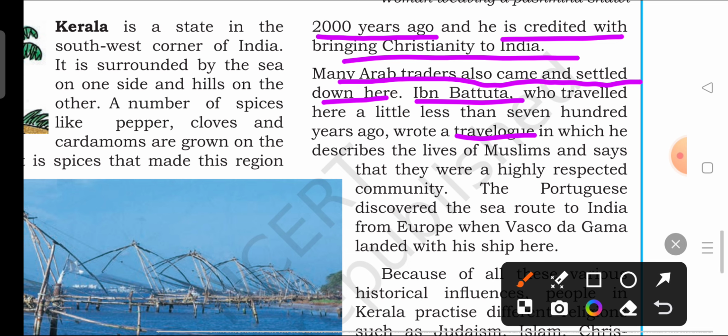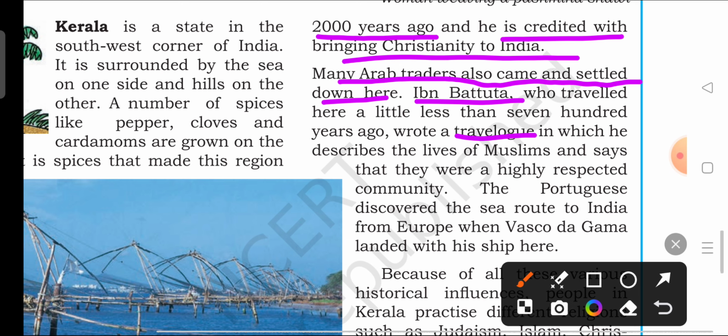So here we can see the Jews are here, meaning Judaism is followed, Muslims are there, Hindus are there, and Christianity is also there. So all these things bring diversity, difference, isn't it? Diversity, yet they are united. About that we will learn in our next topic.